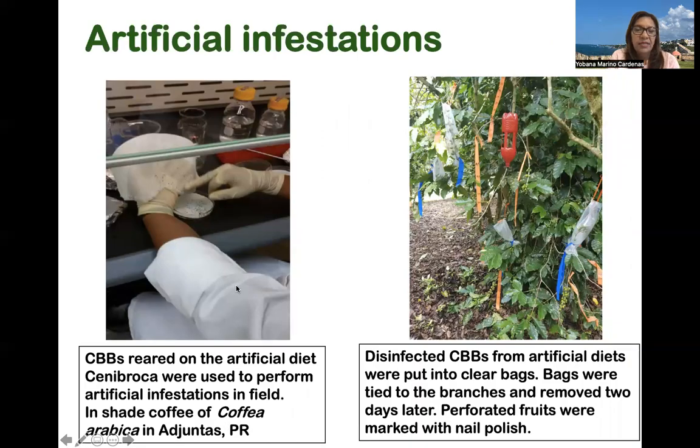We made artificial infestation in the field. For this, we used CBB adult females from the artificial diet Cenibroca. These females were disinfected and put into Petri dishes with filter paper. The females were taken the same day to the field.